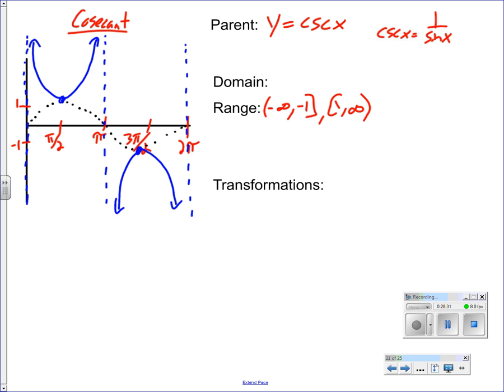Our domain is restricted by anywhere sine is 0, so that's at any integer multiple of pi. So 1 pi, 2 pi, 3 pi, 4 pi, same as for cotangent. X can't be the integer multiple of pi, so pi k. So transformations, just like for secant, we do apply the transformations to sine and then flip the graph. So you have A cosecant B x minus h plus k. And just like for secant, domain and range can both change when we apply transformations to this graph.